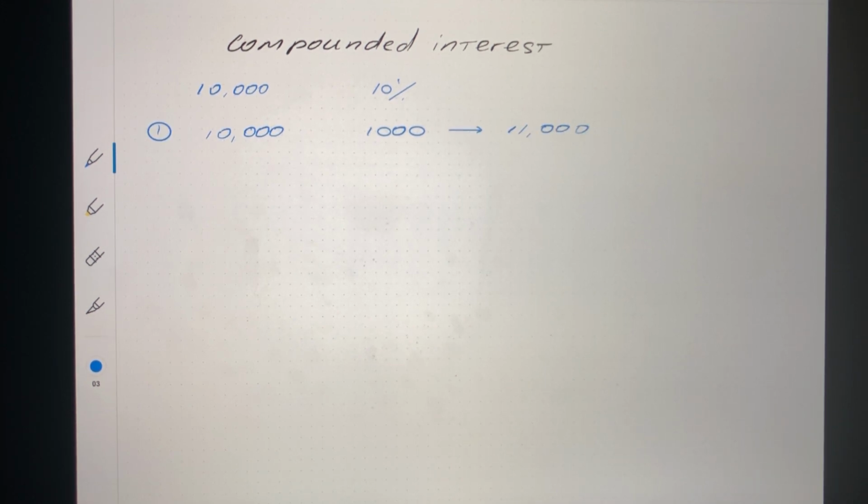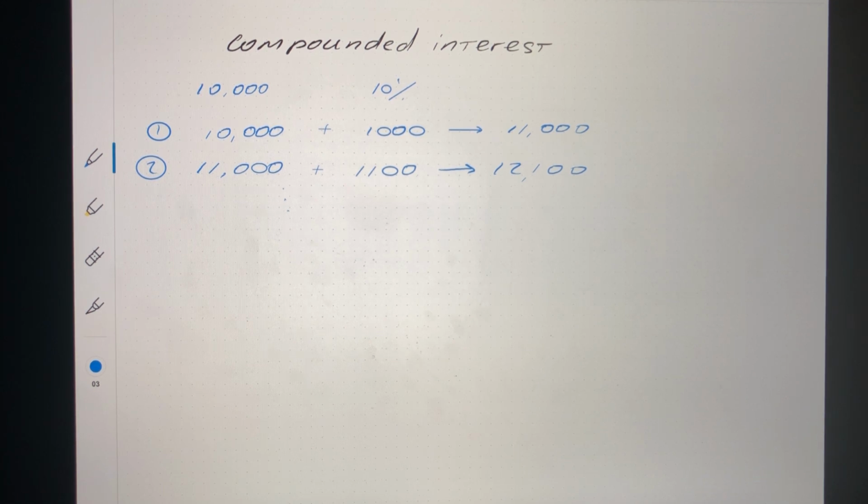Now, if we leave that same money in that same account and get the same 10%, at the end of a second year, we will get our original principal plus the interest, which now is $1,100. So the interest is going up because the amount is also going up. And now we have $12,100. And if we continue this way, we can find how much money we will have at the end of 3 years, 5 years, 10 years.